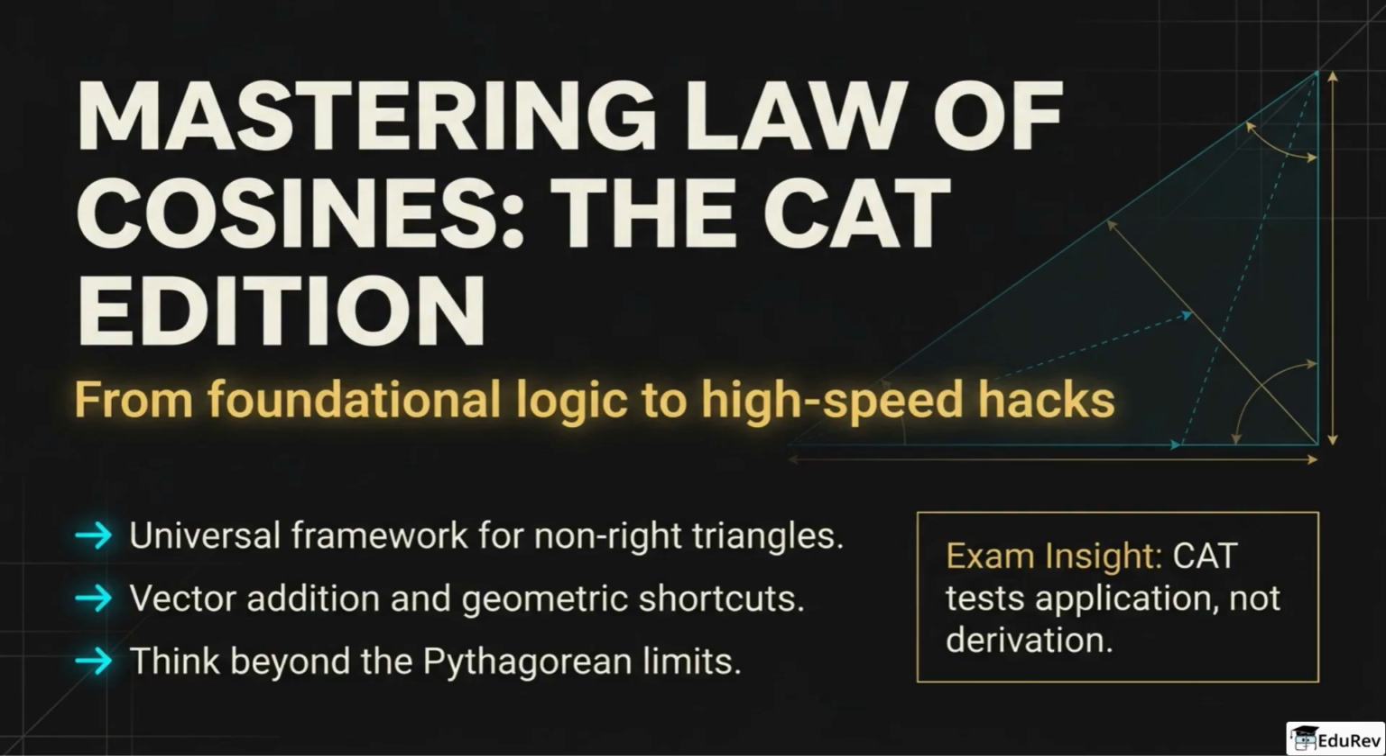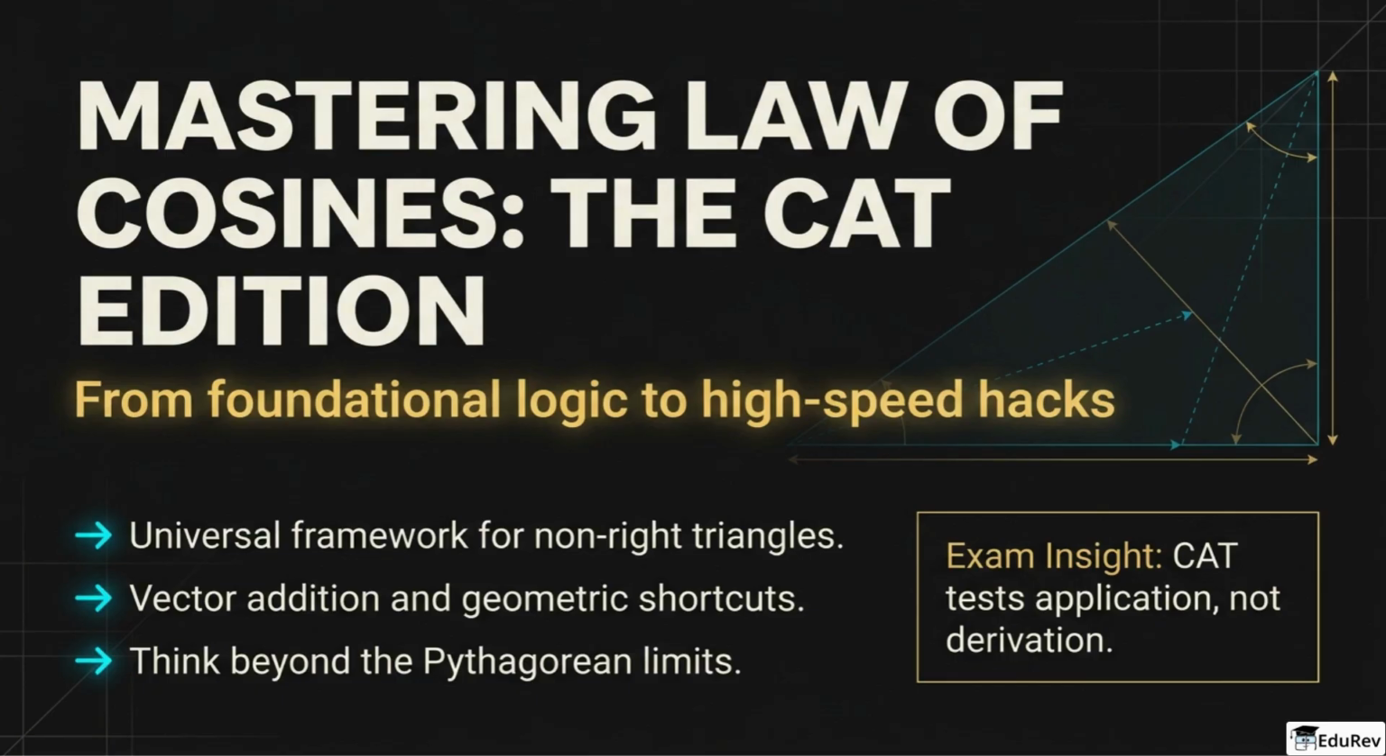The real idea is simple. When a triangle is not right-angled, you still do not lose control of it. You just switch to a more powerful framework. That is why this formula matters so much in CAT. It connects sides and angles in a way that often beats pure Pythagoras.